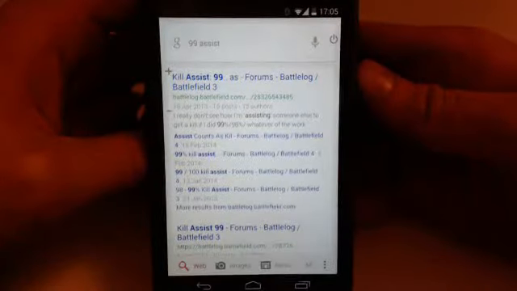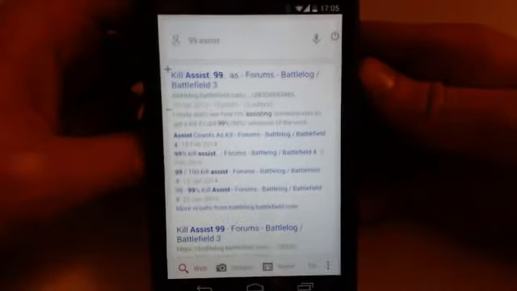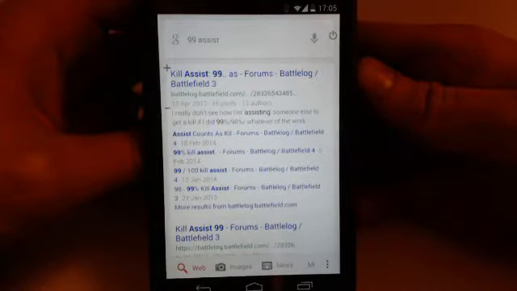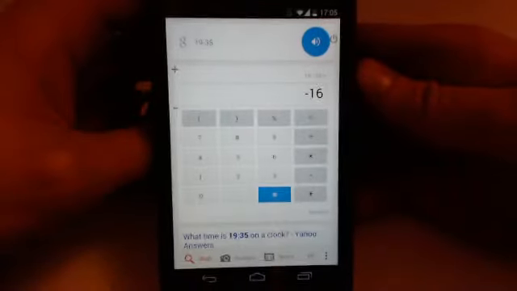Seems to have trouble. Anything with 19 seems to have a problem. So, 19 minus 5. Okay, Google. 19 minus 5. The answer is minus 16.